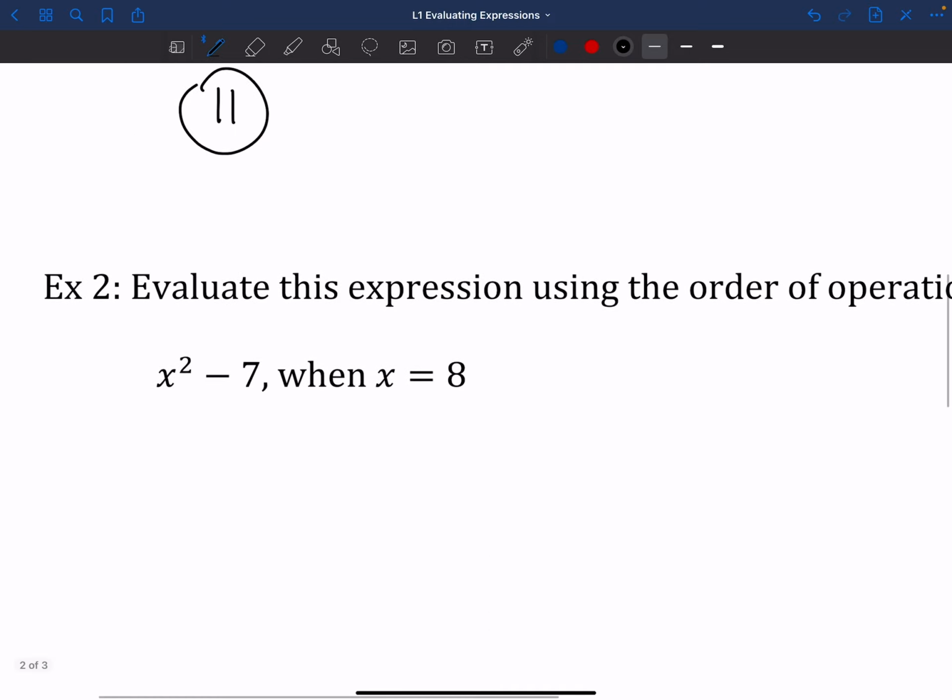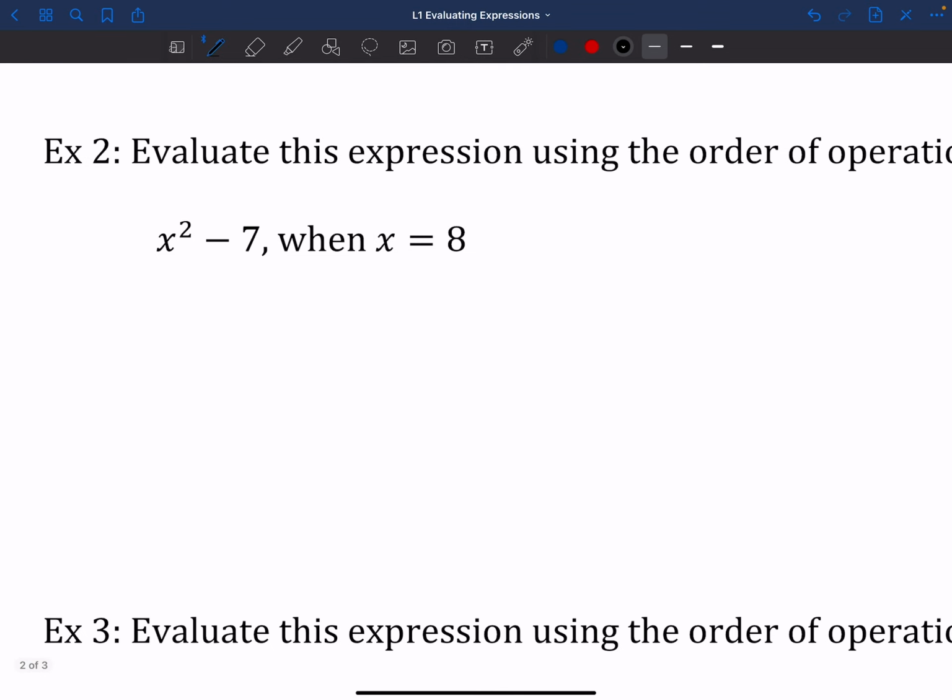On this next one, it might look a little spooky, but it's going to be all right. This is x squared minus 7 when x is equal to 8. So all we're going to do is start off again by plugging in that 8 wherever the x was.